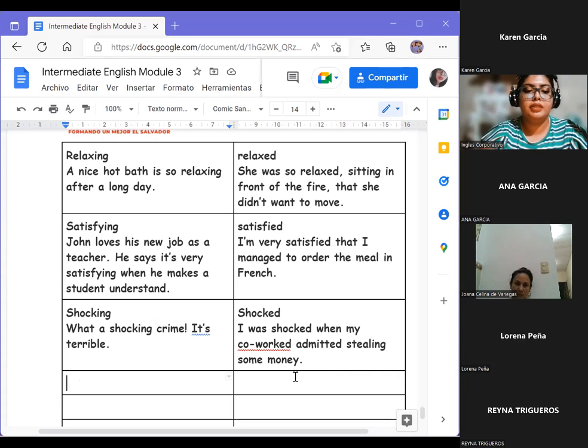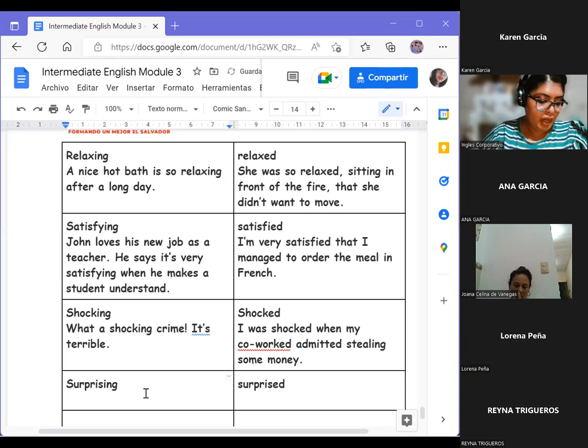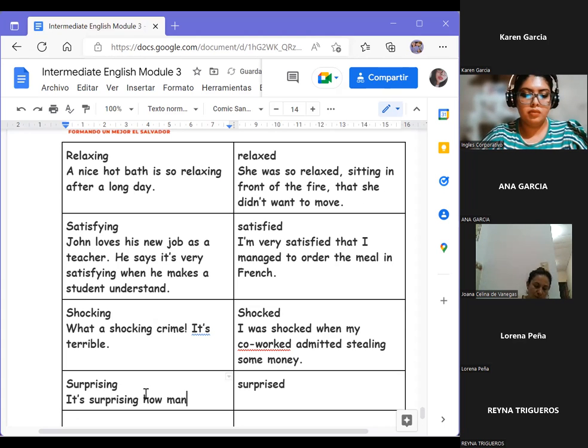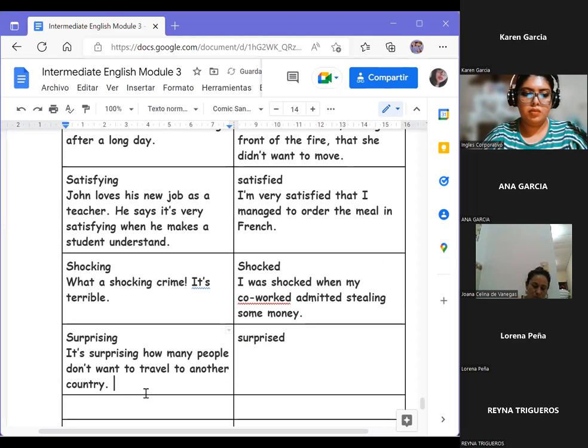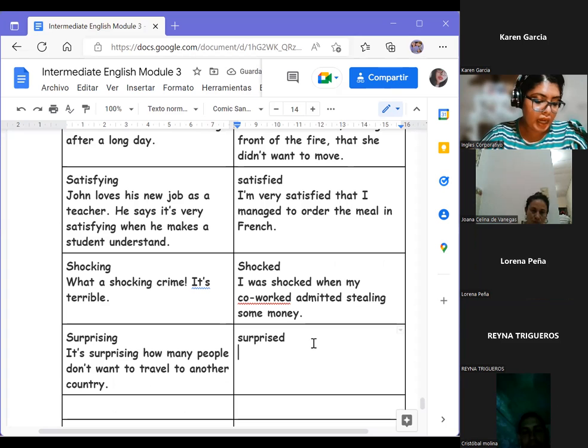Surprising and surprised. For surprising, we have, it's surprising how many people don't want to travel to another country. And for surprised, she was surprised when she arrived at her class and found the other students doing an exam.